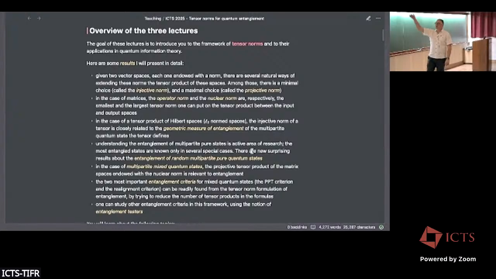So these are the main results I will discuss and tell you about. You see, it's a mixture of tensor norms and quantum information theory, and especially entanglement.